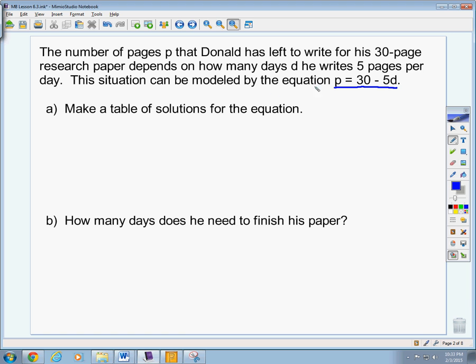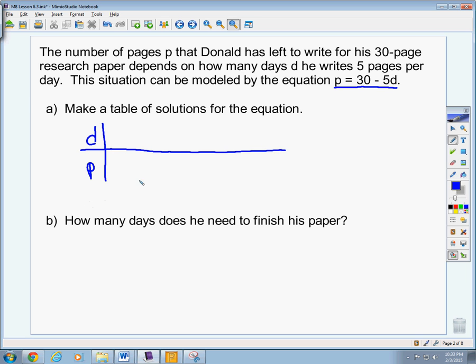Now the first one says make a table of solutions for the equation. So what you want to think about here is which one is your independent and which one is your dependent variable. Which one's your x, which one's your y. Looking at this, the number of pages we write is dependent on how many days we have. So let's start with days. And then that'll tell us how many pages we have left.